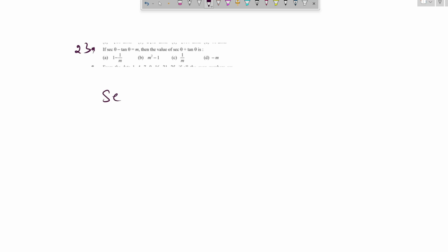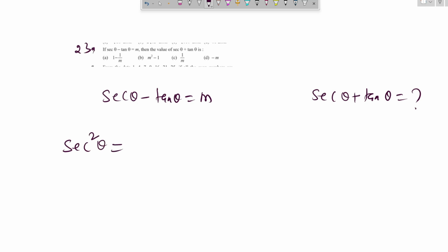They said here if secant theta minus tan theta is equal to m, you need to find out secant theta plus tan theta equal to what from the options. Here what we will do, we will use the identity where we know secant square theta is equal to 1 plus tan square theta. Using the identity only we will try to find out what secant theta plus tan theta is equal to.